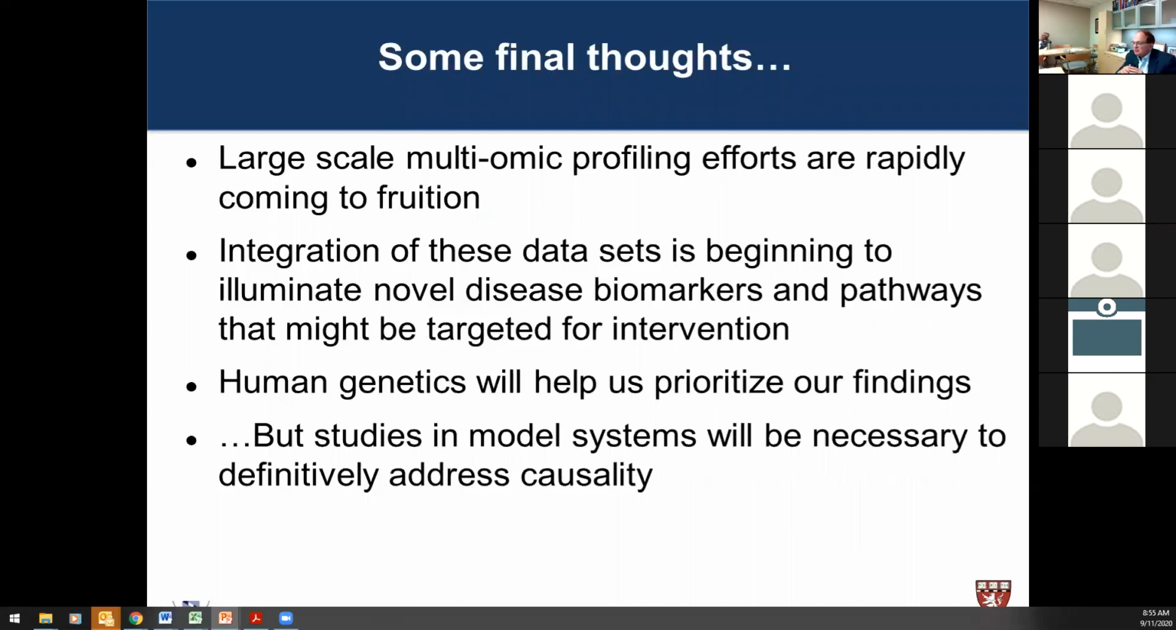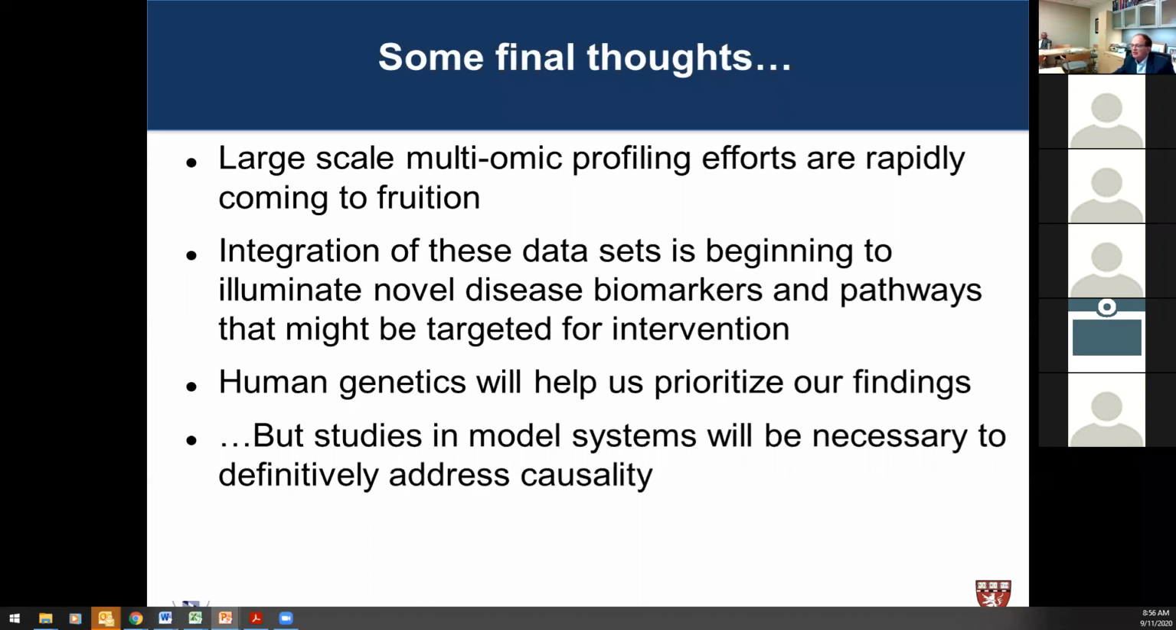And there are many groups that are now diving into this. Human genetics is helping to prioritize these findings, but again, I'll underscore that in terms of disease markers, we need to put our clinical thinking hats on. Are there other simple things that we can measure, or other genomic things that we can measure? But ultimately, I think studies in model systems will be necessary to definitively address causality. And we're doing those studies with knockouts and transgenics in our own laboratory.